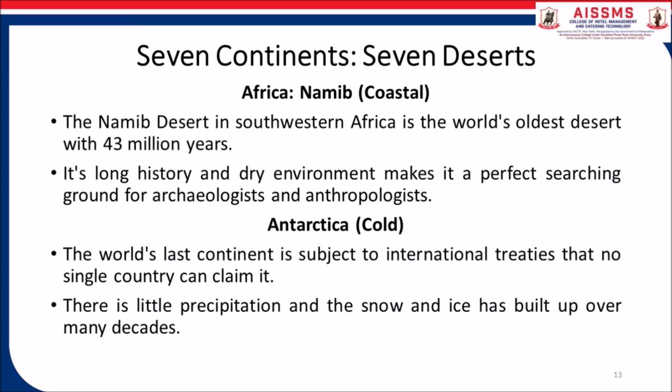Now let us understand each of these desert categories in detail from different points of view. Africa, first one, Namib, which is a coastal desert. Geological data suggests that at 43 million years, the Namib Desert in southwestern Africa is the world's oldest desert. It takes up almost half the surface area of Namibia. Its long history and dry environment make it a perfect searching ground for archaeologists and anthropologists.